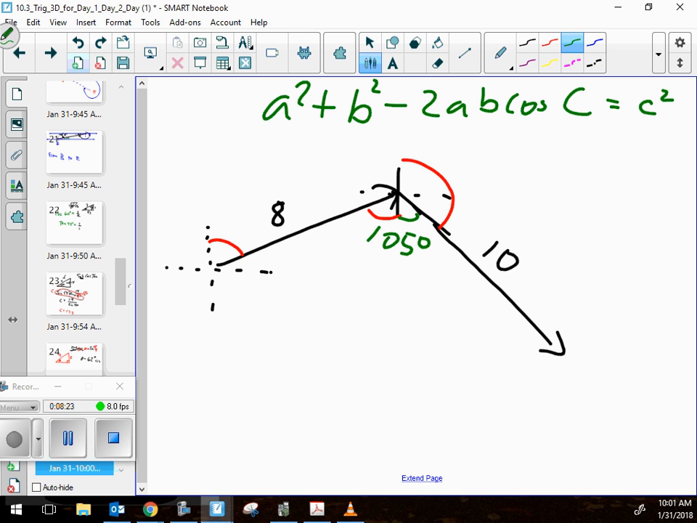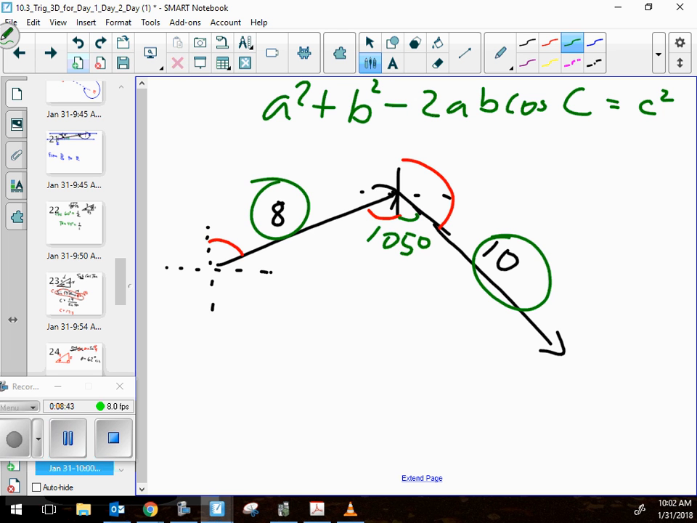Okay, so then if we're going to use that, one of these things has to be a certain letter, otherwise this formula won't work. Tell me what has to be what letter. Does 8 matter? No. 8 and 10 don't matter because they could be either what or what.